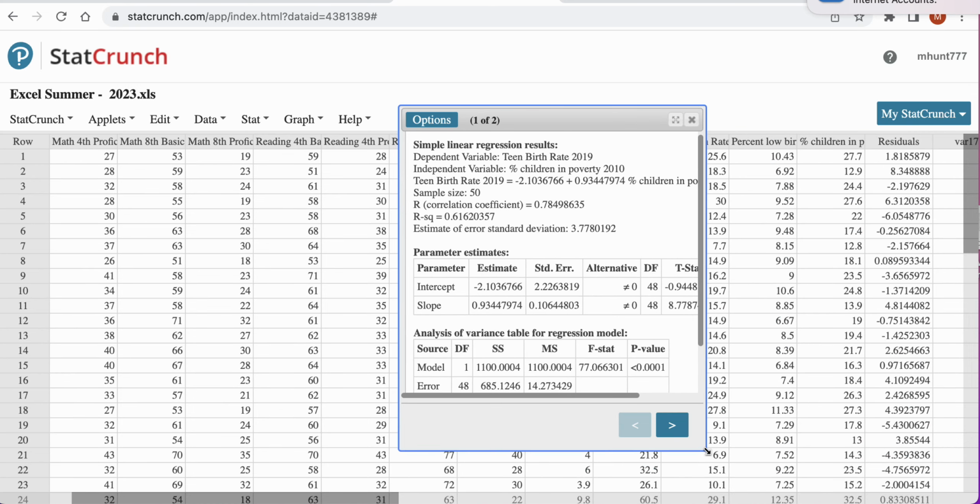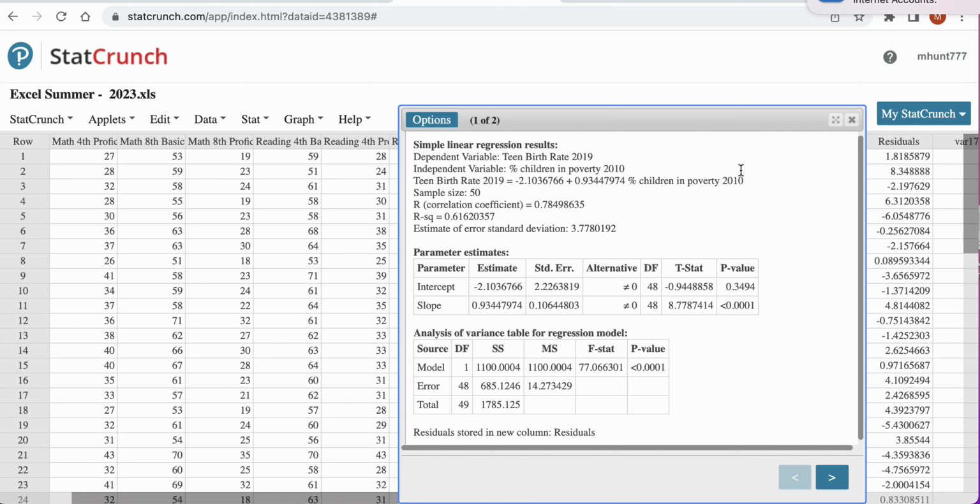So there's a lot of information in this table. We're only interested in a small part of that. Here is the simple linear regression equation. There is a point at which they are going to ask us to interpret the slope, and what is the slope? So the slope is the number multiplying the X variable or the predictor variable, which is percent children in poverty. So the slope is 0.934.